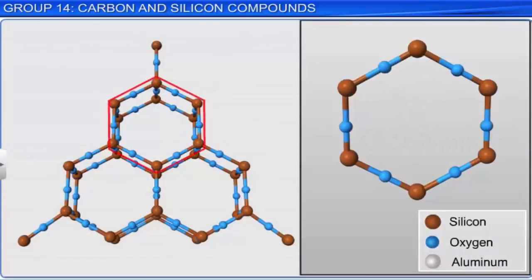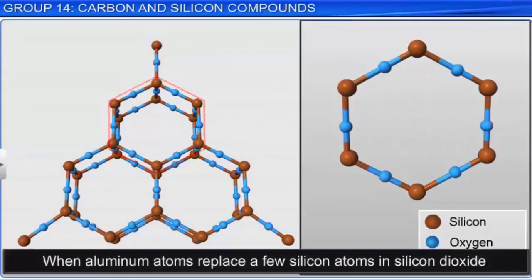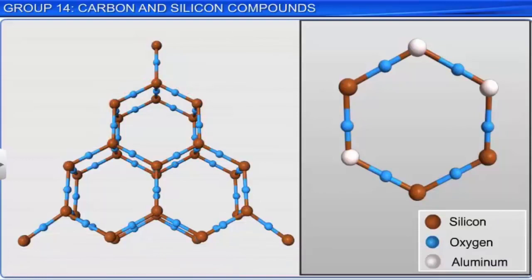Aluminosilicates form when aluminium atoms replace a few silicon atoms in silicon dioxide. Since an Si atom with a +4 oxidation state is replaced with a +3 aluminium ion, cations such as sodium ion, potassium ion, or calcium ion are needed to balance the charge.